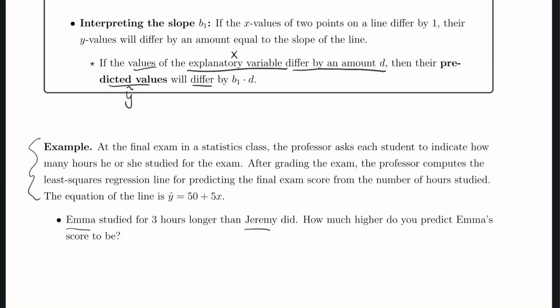It says, how much higher do you predict Emma's score to be? Well, we can answer that from here. The difference in their x value, time spent studying, is 3. And since this is a linear relationship, for each 1 increment change in the x value, the y value goes up by 5, the slope. So my predicted difference in scores will be 5 times 3, or 15 points higher for Emma's score compared to Jeremy's.